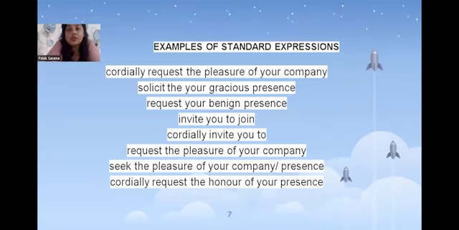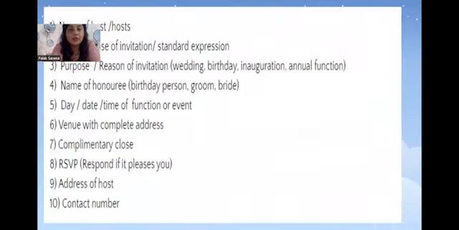Now, there are certain expressions used when you're writing an invitation. You should always use such expressions. For example, cordially request the pleasure of your company, solicit your gracious presence, request your benign presence, invite you to join, cordially invite you to, seek the pleasure of your company or presence, cordially request the honor of your presence. If you want to use other expressions, you can, but for the expressions you have got marks. So you can use these expressions and other expressions as well.